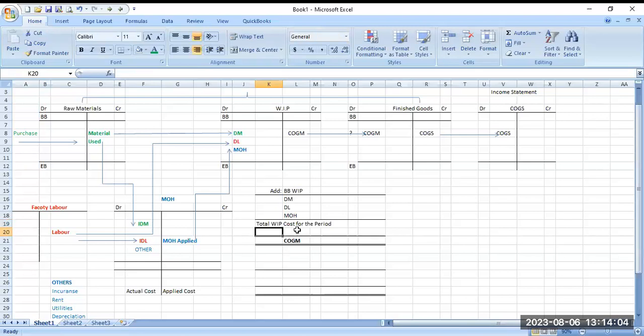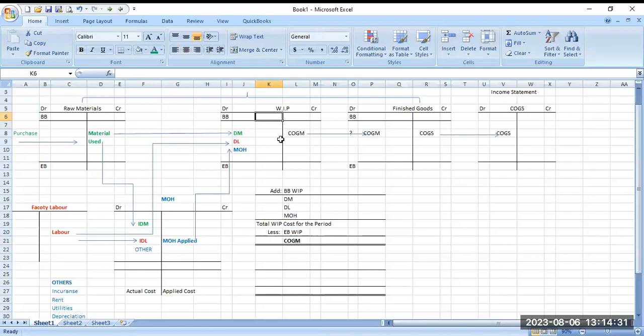Let's say that gets us 74,400 for the period. And the last thing that I have to do, now I have the beginning, I have everything. What do we have to deduct? The ending balance of work in process. Less ending balance in the work in process. And that should give me my cost of goods manufactured, right? 39,000.